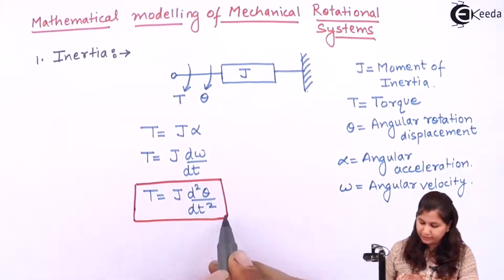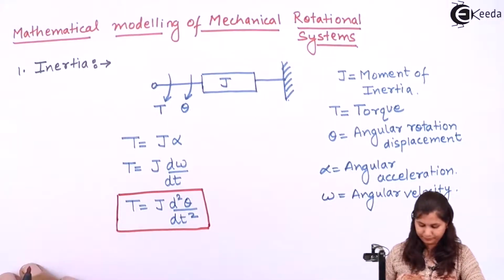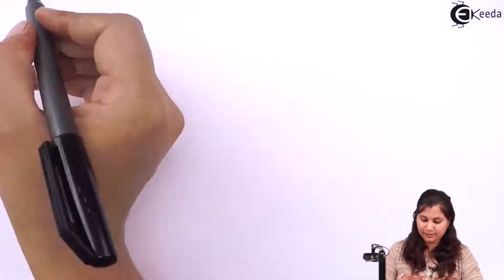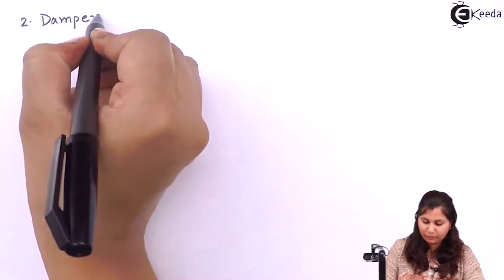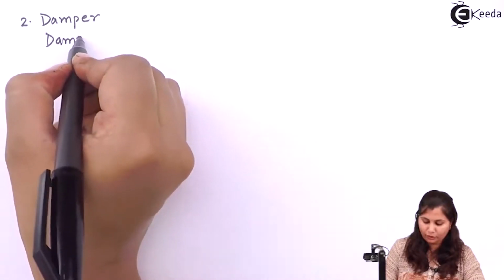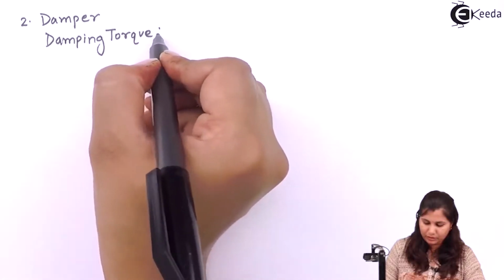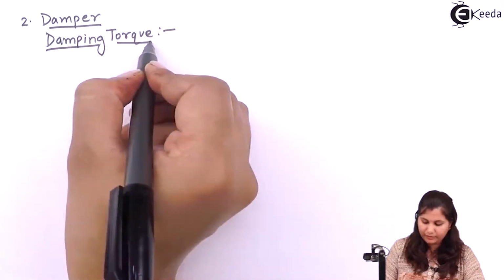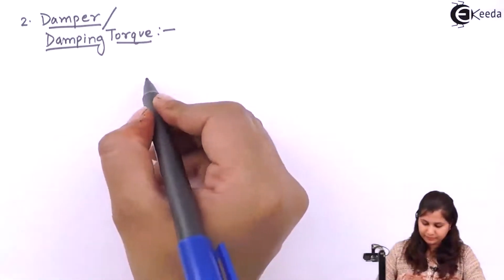Now let us study the second element, that is the damper. Now this damper element will provide the damping torque in the rotational systems. So the second element will be the damper and it is providing us the damping torque. So how can we represent this damper in a system? Let's see.